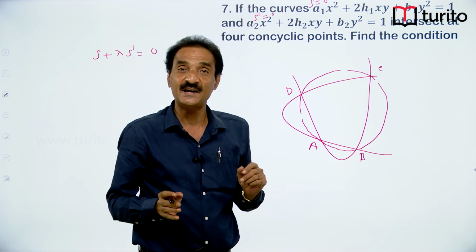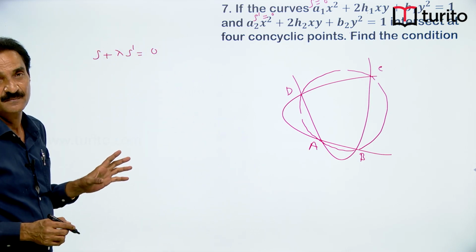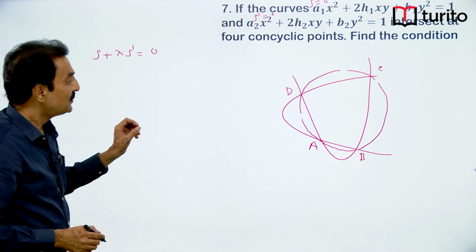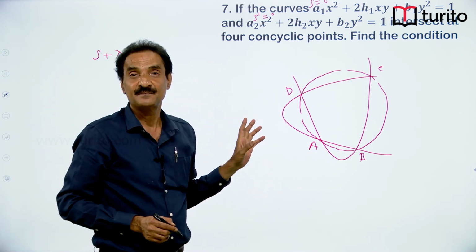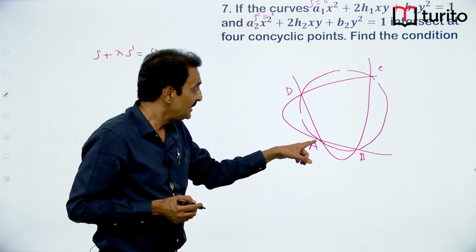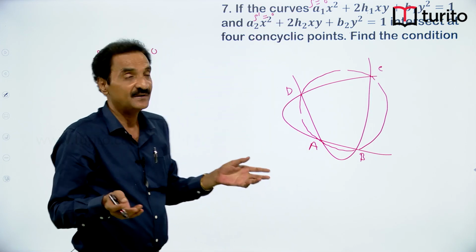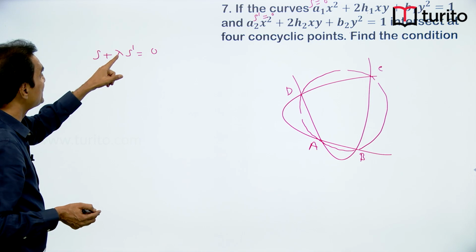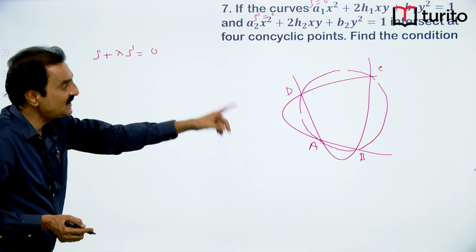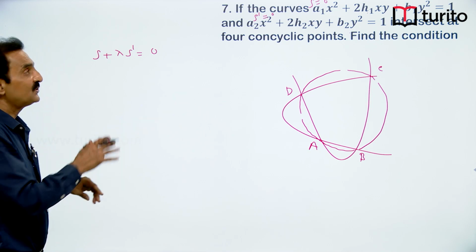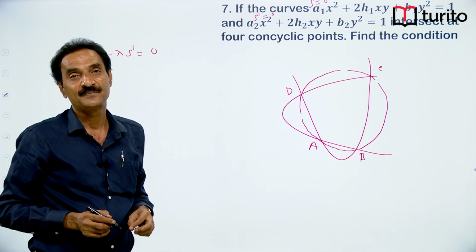S and S dash are second degree equations. So for any value of lambda, this is a second degree equation. Okay. Now it is some curve passing through these 4 points of intersection. How can you say? If you substitute A, both the equations will be individually satisfied. So if you substitute A, 0 plus lambda into 0 is 0. So A lies on this curve. Similarly, B lies, C lies, D lies. So this is some curve passing through the 4 points of intersection.